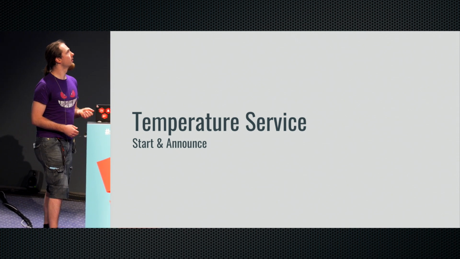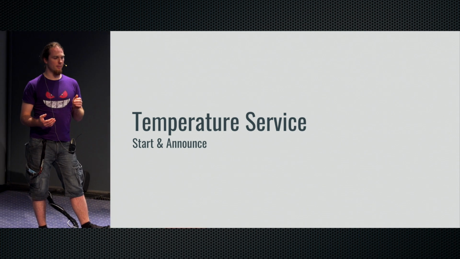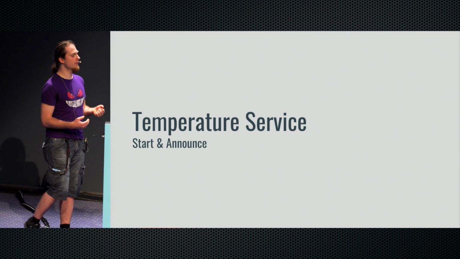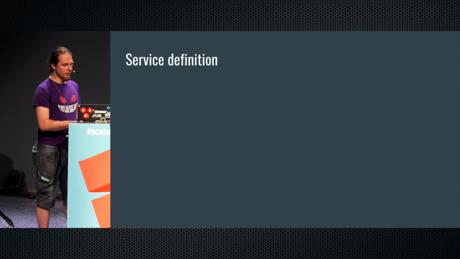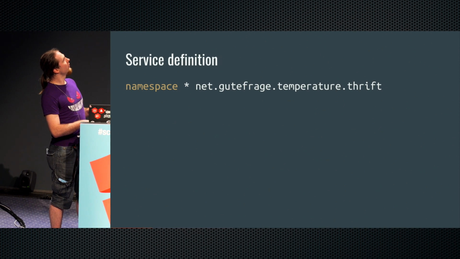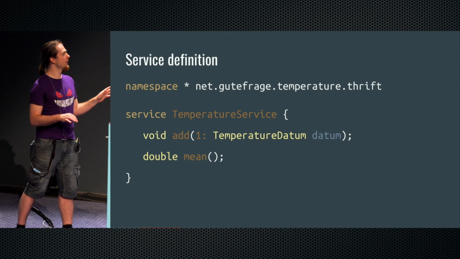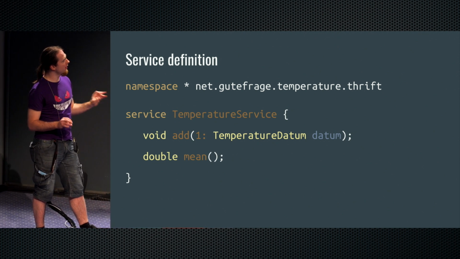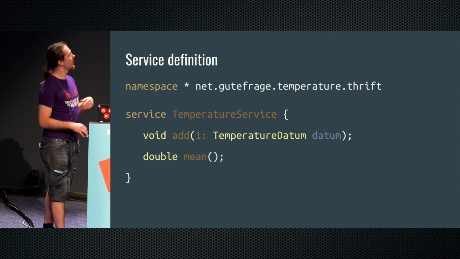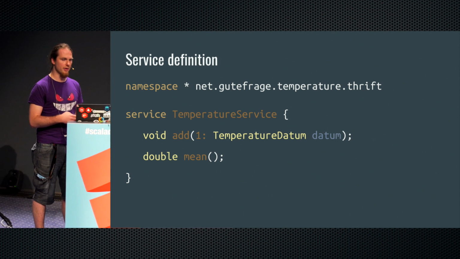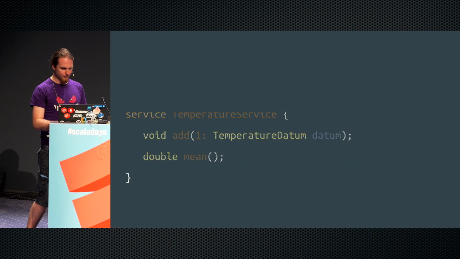So let's implement the first step of our temperature service. So first, recall the service definition. We saw it earlier. So this is a package, and this is the definition. So we have an add method where we can add single data points, and a method where we can get the mean of the temperature we have seen so far.